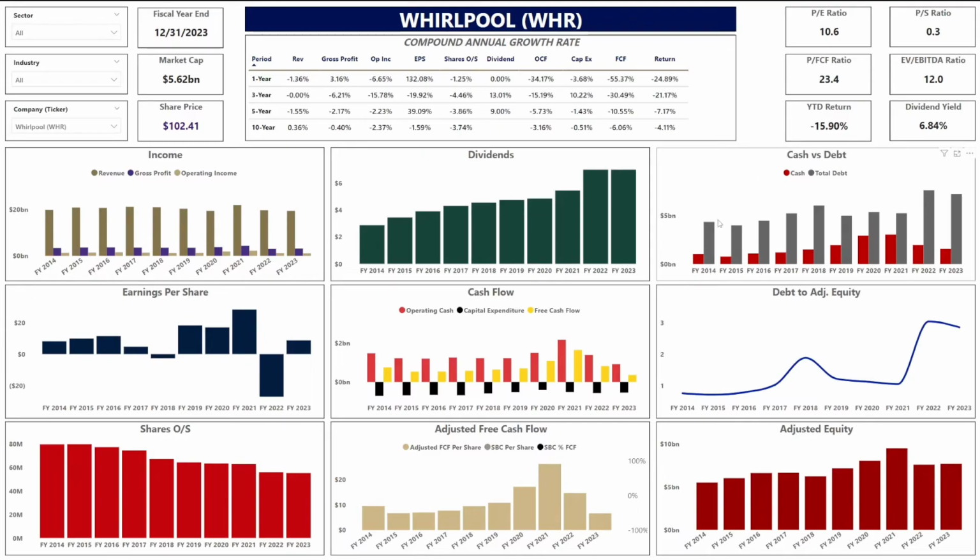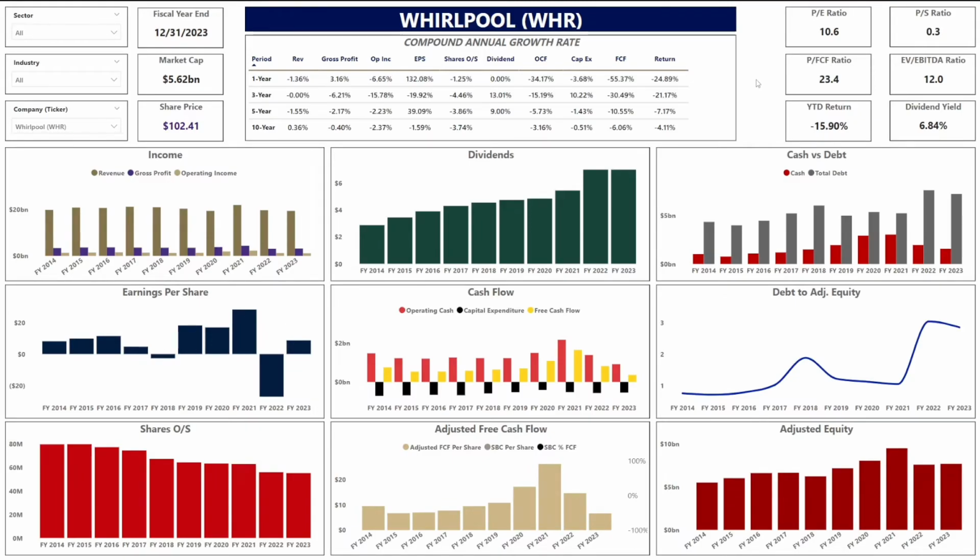Another red flag to point out, look at their total debt. That has risen while their cash has also fallen. So this is a company that has seen rising debt levels. Their free cash flow is falling. Their dividend yield is rising. You can see that their sales have pretty much been flat in the last 10 years. The earnings are all over the place.